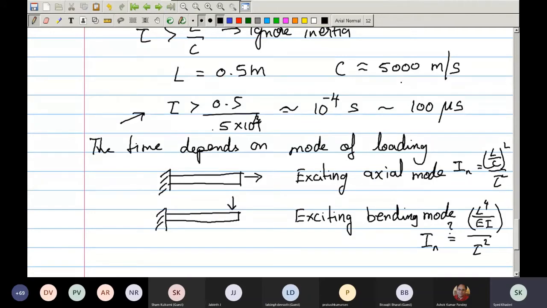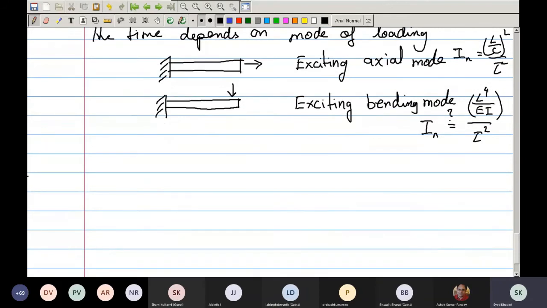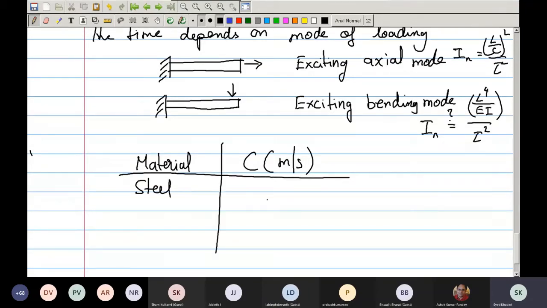I want to give one note about wave speed. Let's talk about the wave speed of a few extreme materials. Let's talk about steel: steel wave speed is about 5000 meters per second, as I said. Let's talk about water.